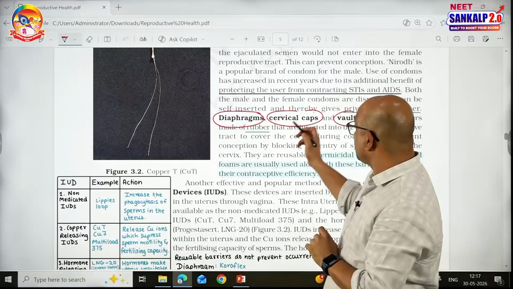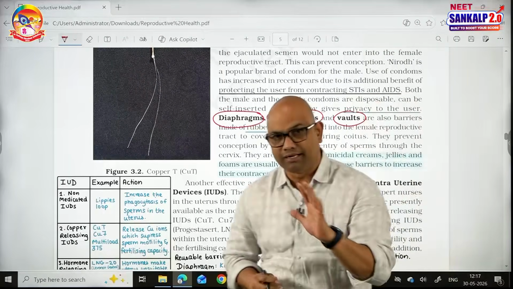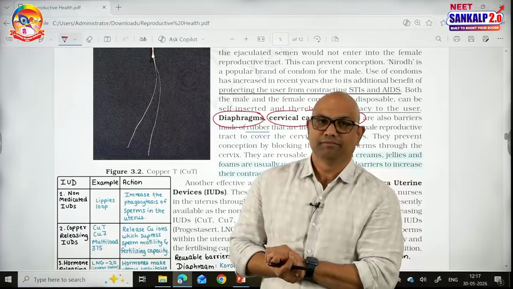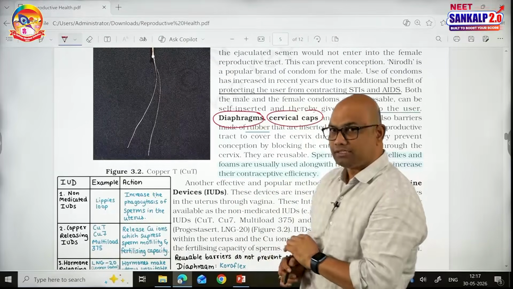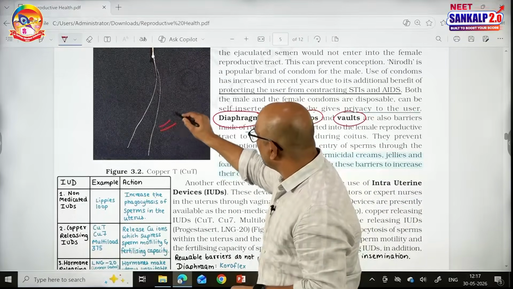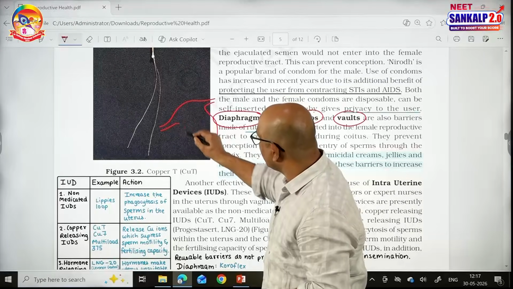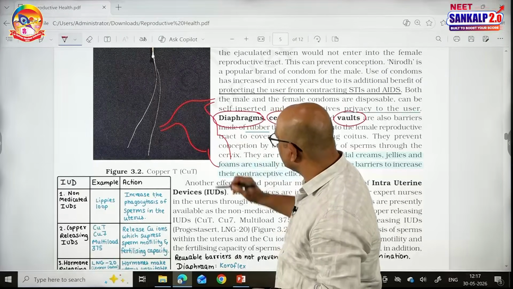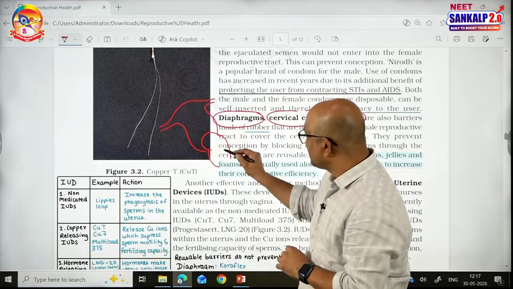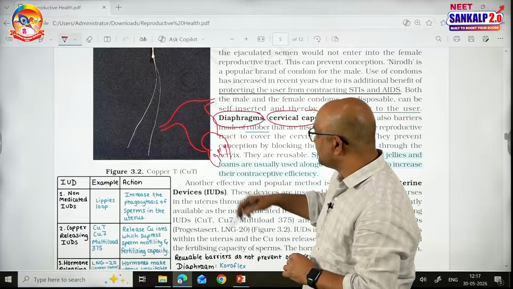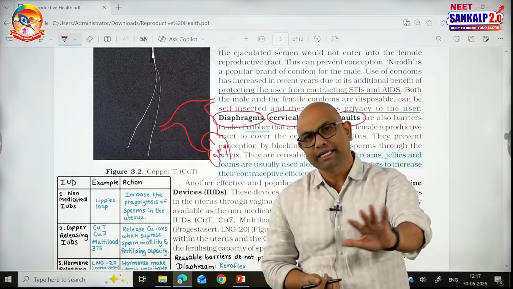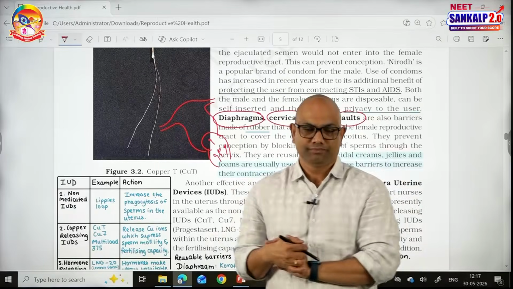These diaphragms, cervical caps, and vaults are made of rubber, and these three are for female usage only, because these barriers will not cover the vagina, they will cover only the cervix. So this is the vagina and this is the cervix, they are covering the cervix. If the sperms are released into the vagina, they will block the movement of the sperms towards the fallopian tube, so that they can prevent fertilization.